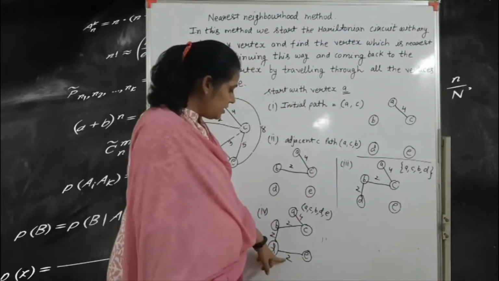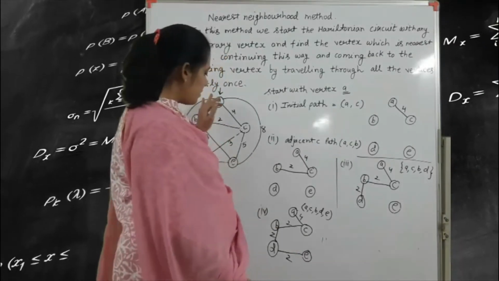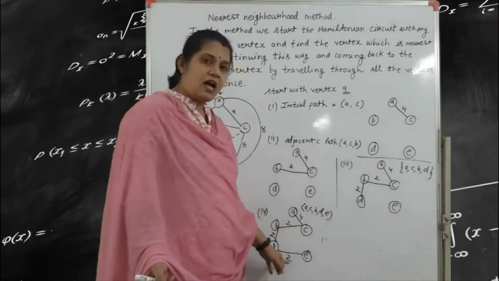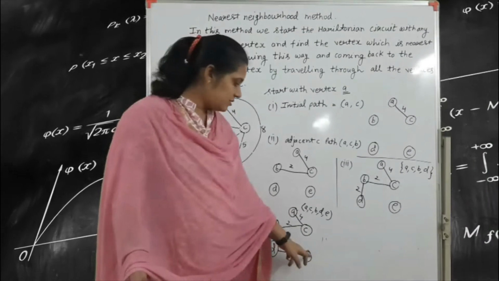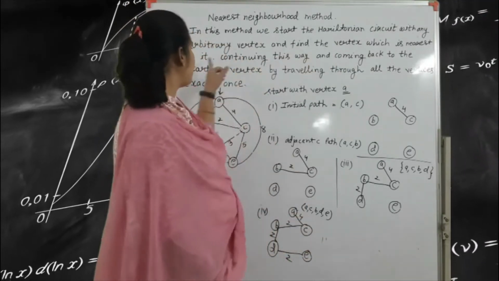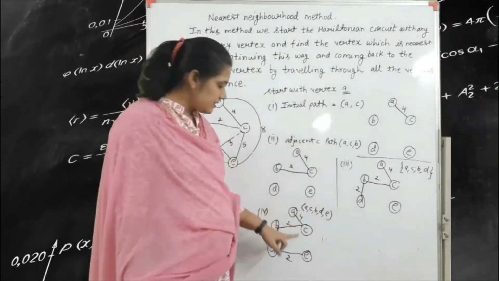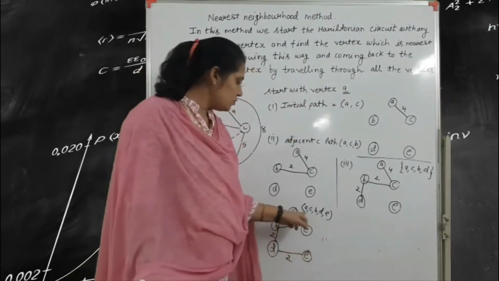Okay, and total distance is 2. After that, next one is what? Because of 5 vertices we have covered all the 5 vertices. So last is what? We move and come back to the starting vertex. So this is your starting vertex, so we move into A.